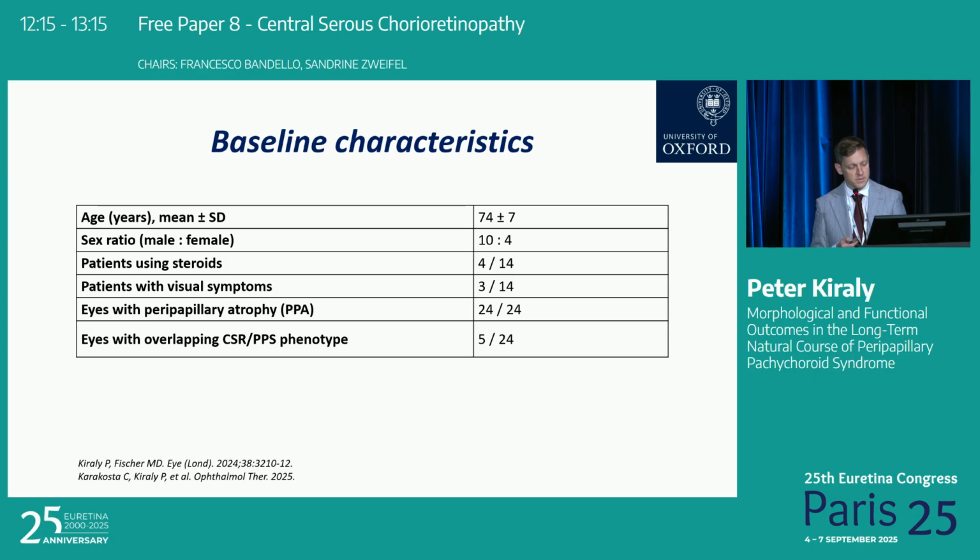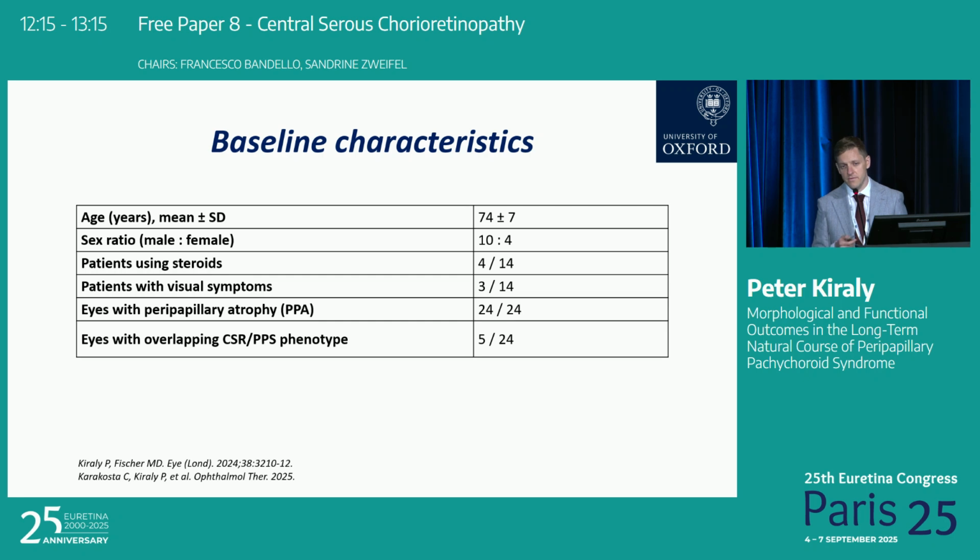The average age at presentation was 74 years, which means that these patients are a bit older than what we usually see in pachychoroid patients, such as in CSR patients. Male to female ratio was 10:4. That's similar to what we can see in CSR patients. And 4 out of 14 patients used steroids at baseline, which means that steroids could be a risk factor for PPS as well.